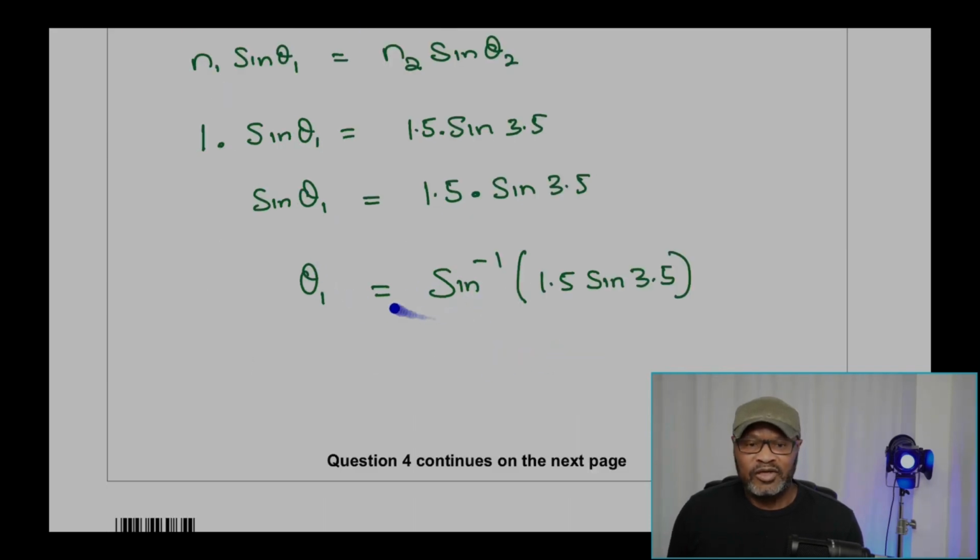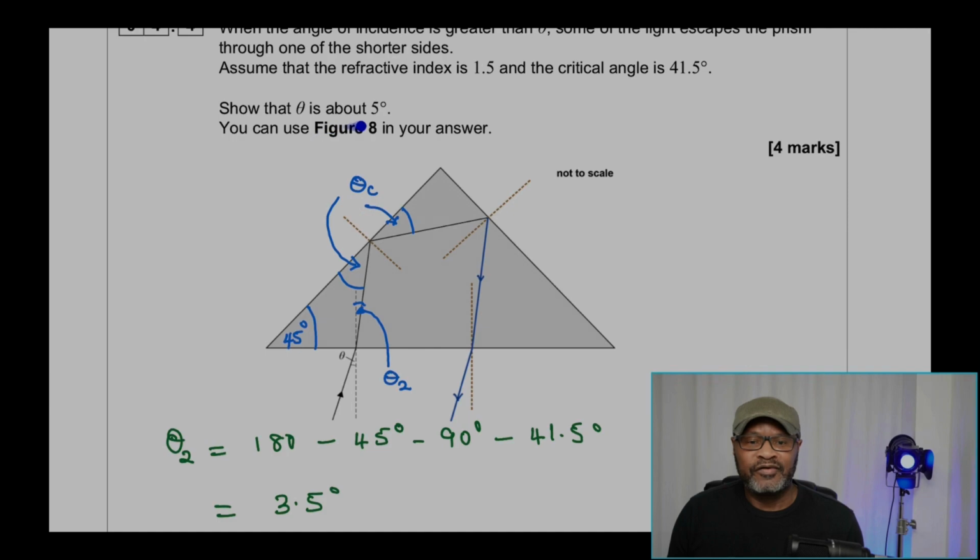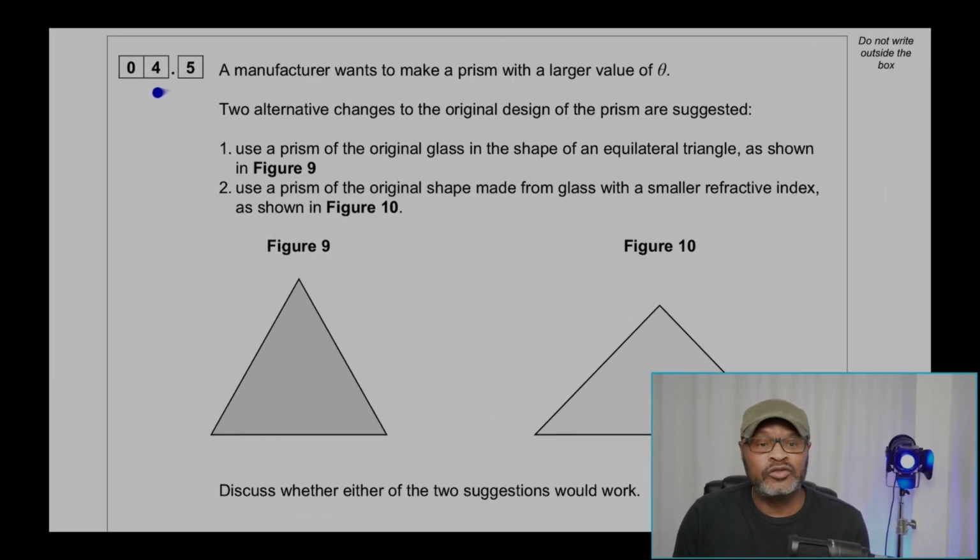Inverse sine, because we divide both sides by sine. If we divide that by sine, 1 over sine is sine to the power minus 1. And therefore, theta 1 will be 5.25 degrees, which is about 5 degrees. So that's good. Question 4.5.